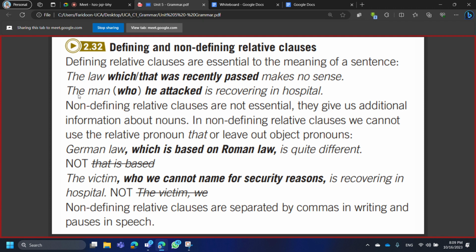Another example starts with the man: "The man who he attacked is recovering in hospital." As you can see here, the man is the noun that we're talking about. The man alone is not very clear. We don't know what you're talking about. So it's good to have a relative clause modifying or giving essential information about the noun, the man in this case. If we remove it, it doesn't really work.